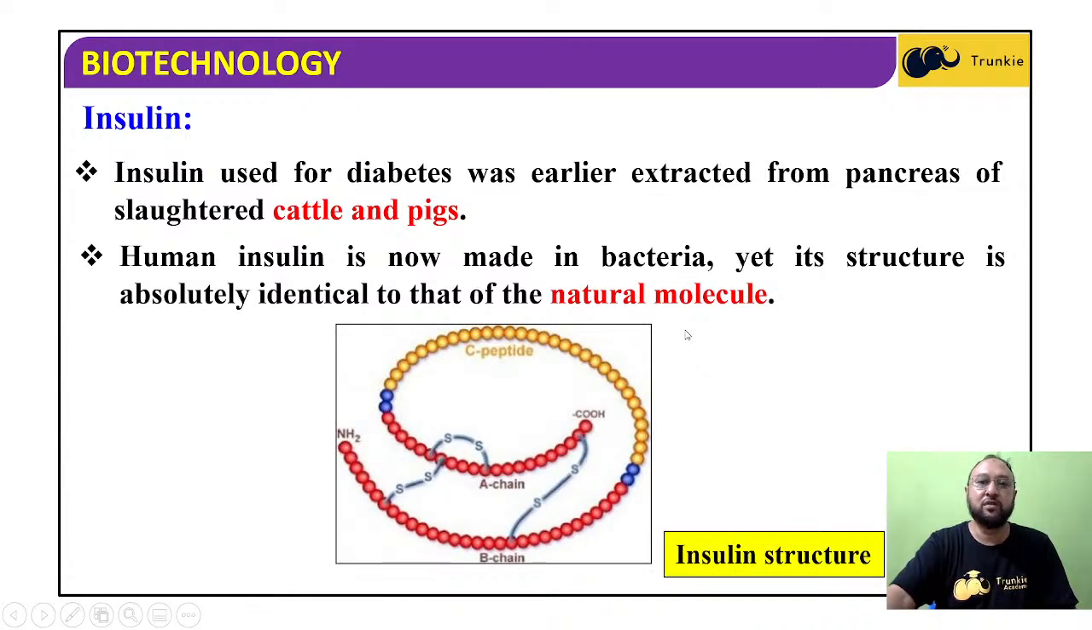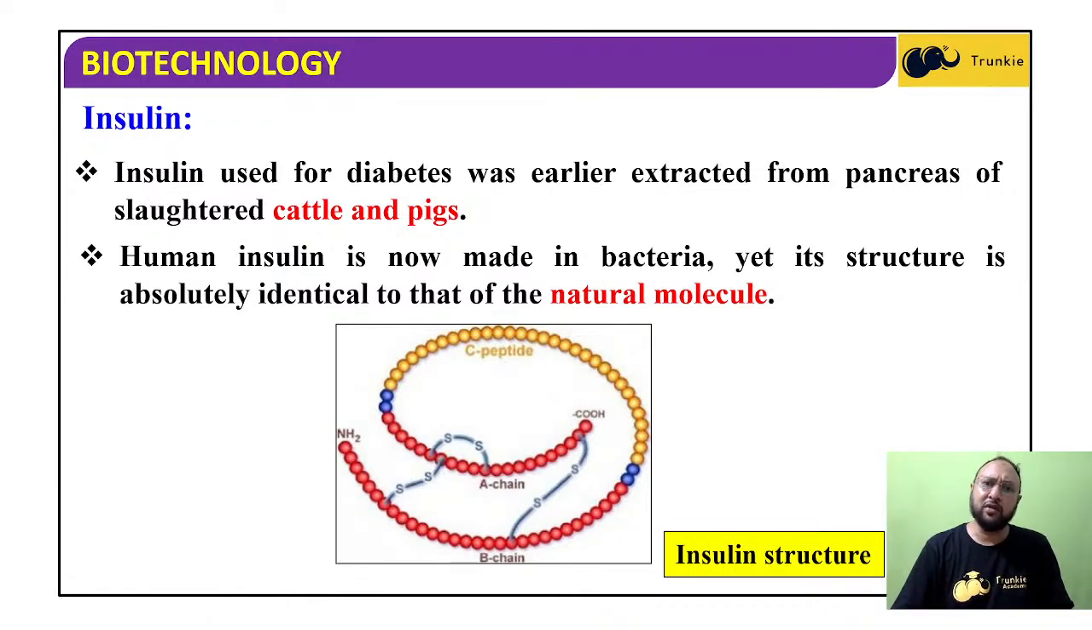It's identical to the natural molecule, with the C peptide. Then there is the alpha chain and the beta chain, and these contain 52 amino acids. This is the insulin structure, the insulin peptide chain. The alpha chain and beta chain are bonded by the sulfide bridge, the sulfide bond. So this is the structure of insulin, which plays a very important role in controlling the blood sugar level.